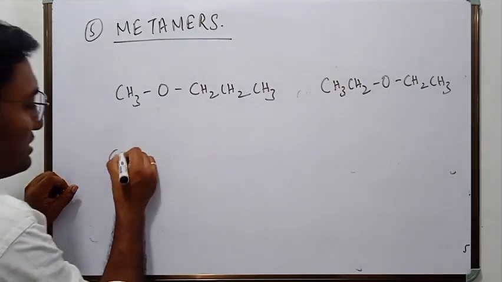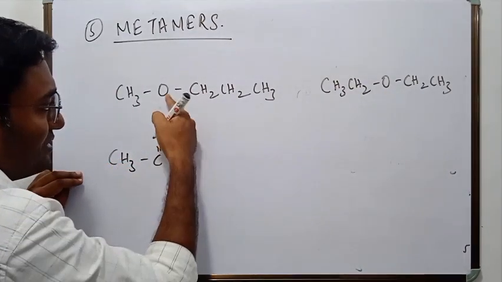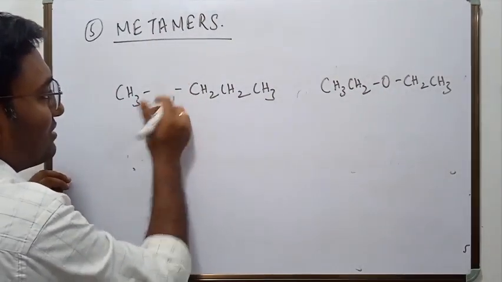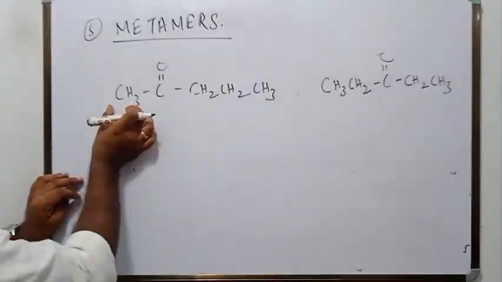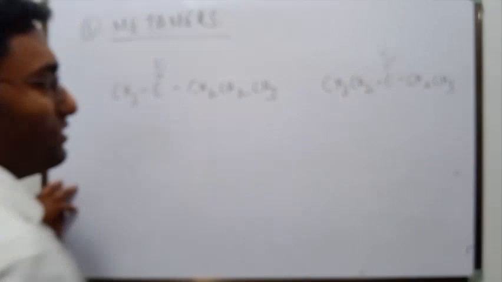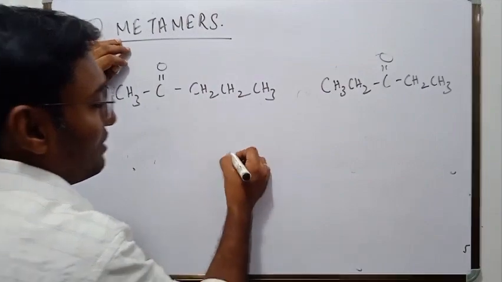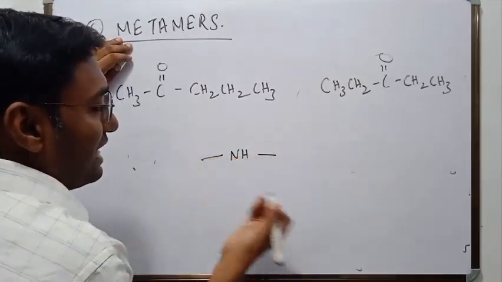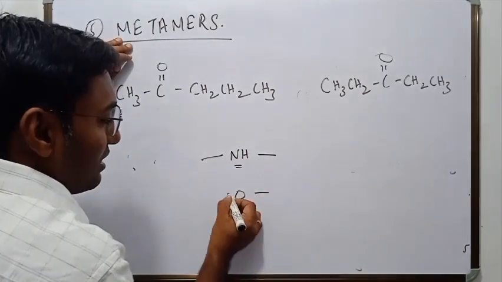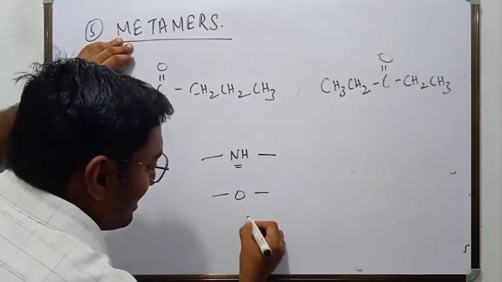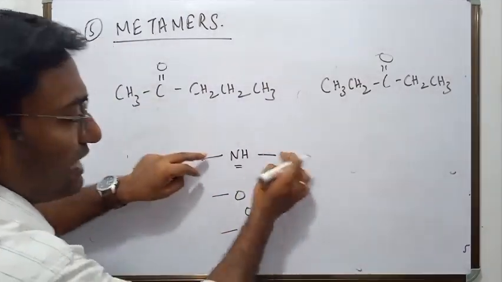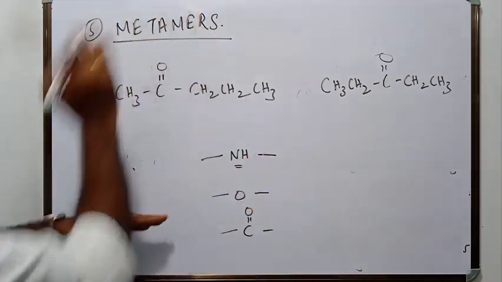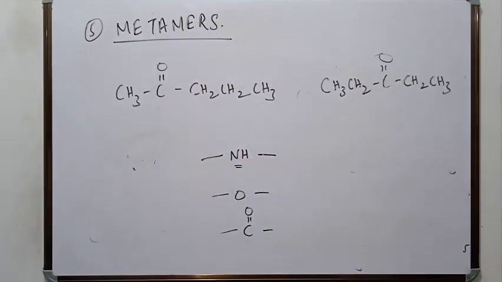Similarly, write one CO here, and for ketones, this is propyl methyl ketone and this is diethyl ketone. So they are also metamers. Normally metamerism is shown by those functional groups which can be flanked by two alkyl chains, like amine, ether, ketone. I hope you get it. These functional groups can be flanked on either side by two alkyl chains, so such functional groups usually show metamerism.